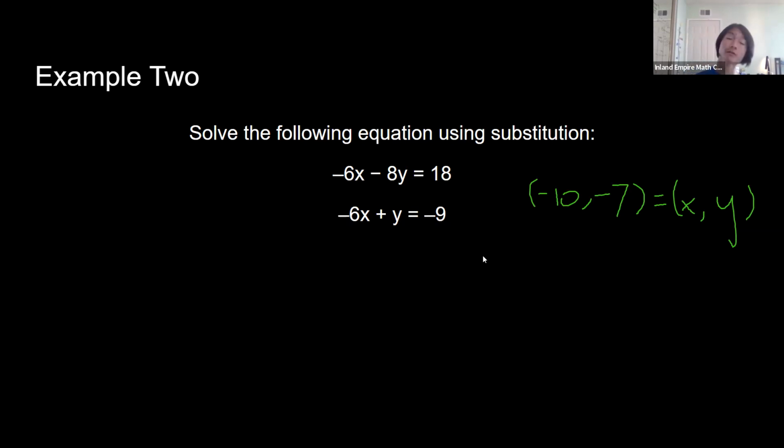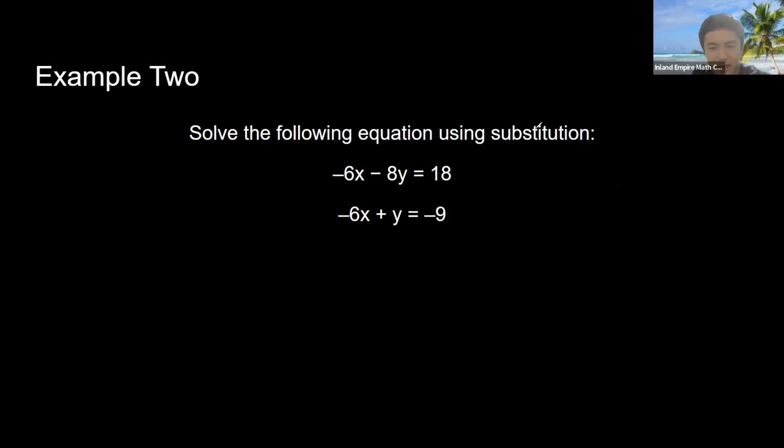So which one do you guys want to start with? In fact, it's probably easier to isolate the y in the second equation, right, everyone? Because it's just a single y there, so you can just move the x's to the other side. What do you guys think? Agree or disagree? No response. Silence is consent, I suppose.